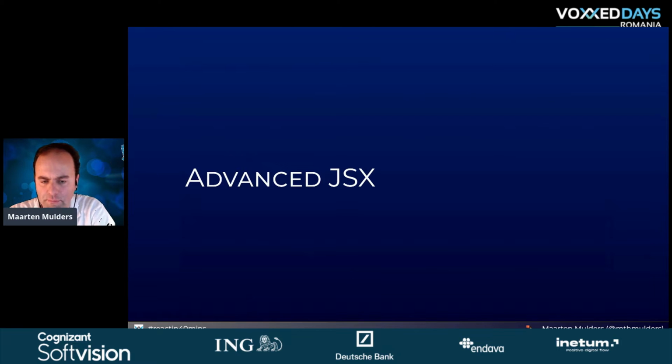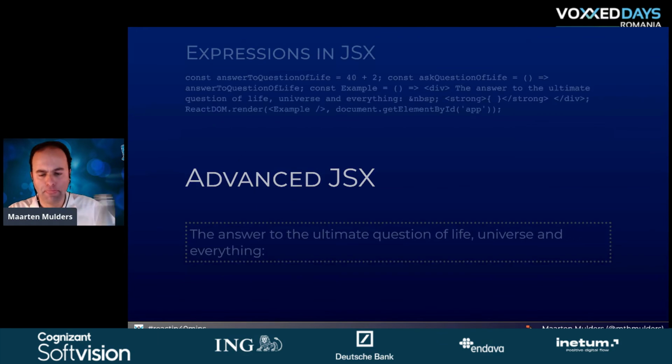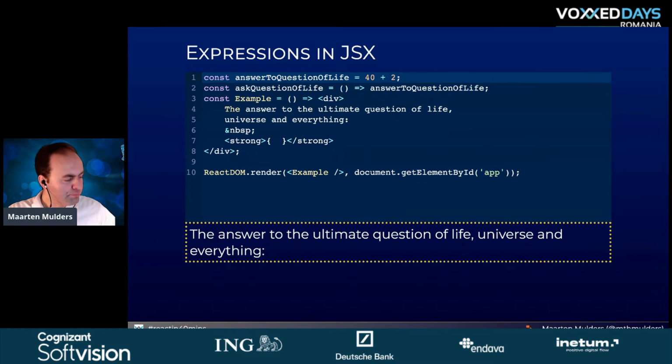So now that we've seen the basics of JSX, we can dive a little bit deeper into advanced use cases of JSX. The first thing that I want to show you is how expressions can be applied in JSX. Here we have a component which is called Example, and it's a div element with a little bit of text in it, the answer to the ultimate question, blah, blah, blah. And the interesting part is the curly braces between the strong tag. Here I can start typing whatever I want as long as it's a valid JavaScript expression. So I can just enter the number 42, or I could enter the string 42.